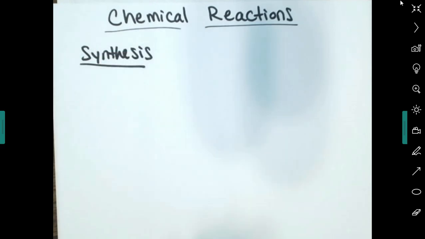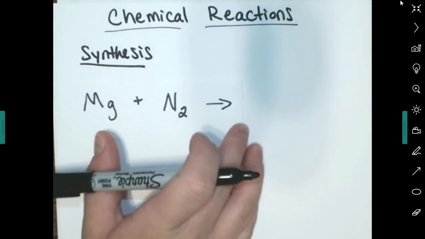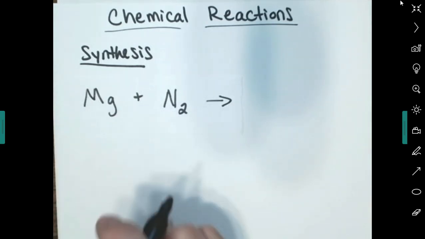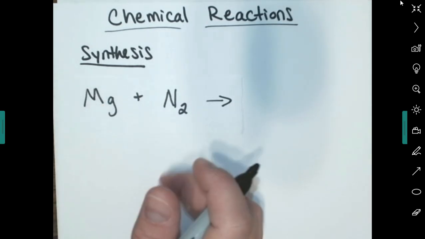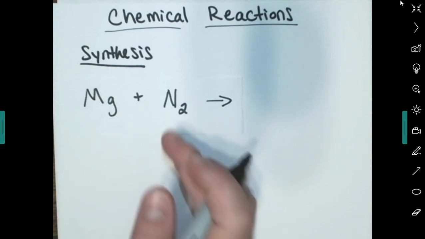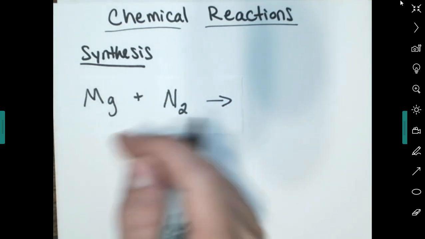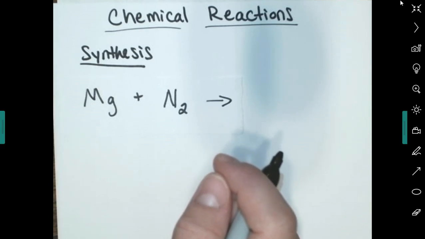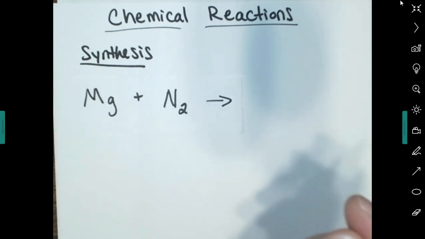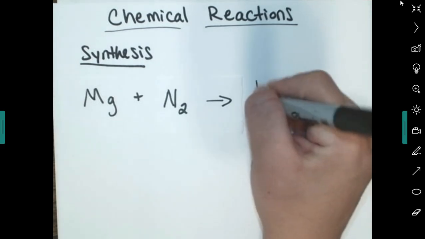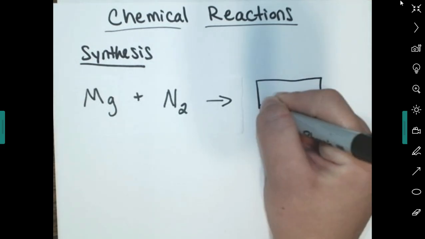Okay, and a synthesis reaction is easy to spot because it's always going to have 2 simple substances as your reactants, usually single elements. So a single element and another single element. The reason why there's a 2 there is because nitrogen is diatomic. Okay, so you have 2 single elements typically in a synthesis reaction, and a synthesis reaction always just has one product. Okay, just one product.